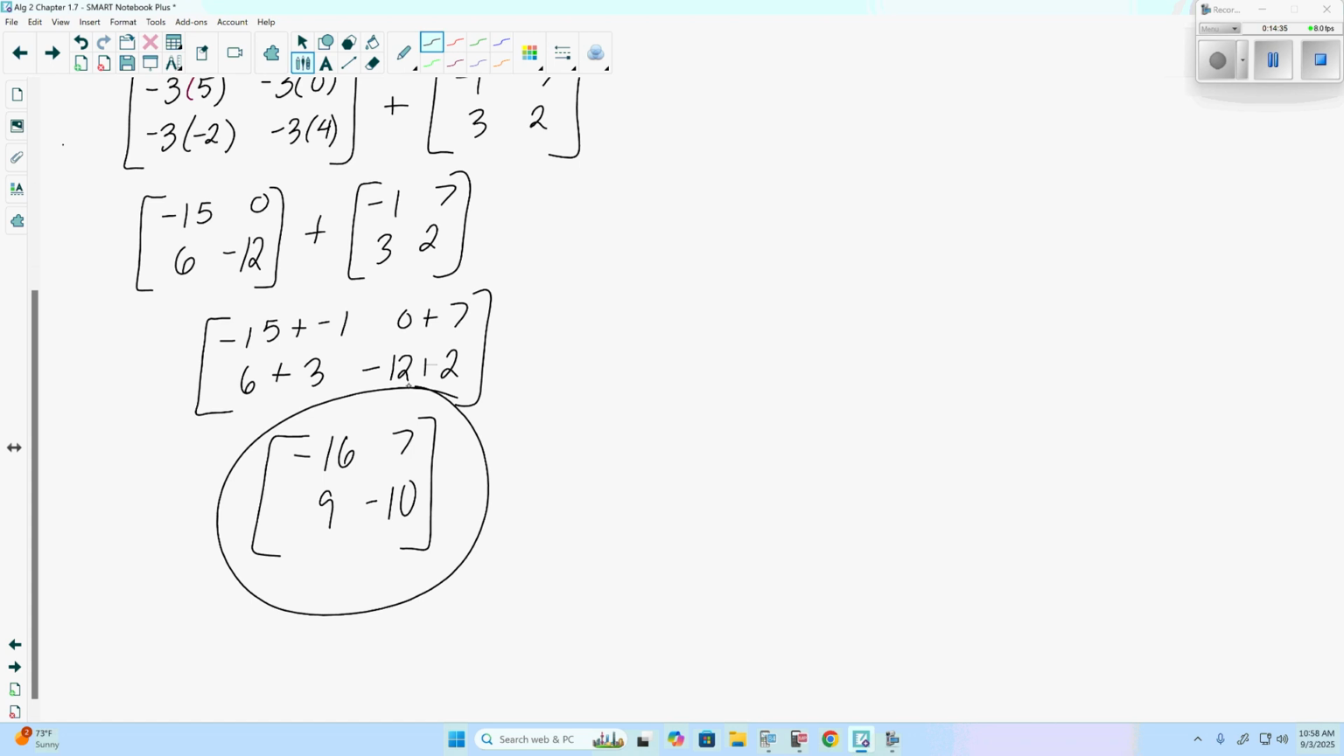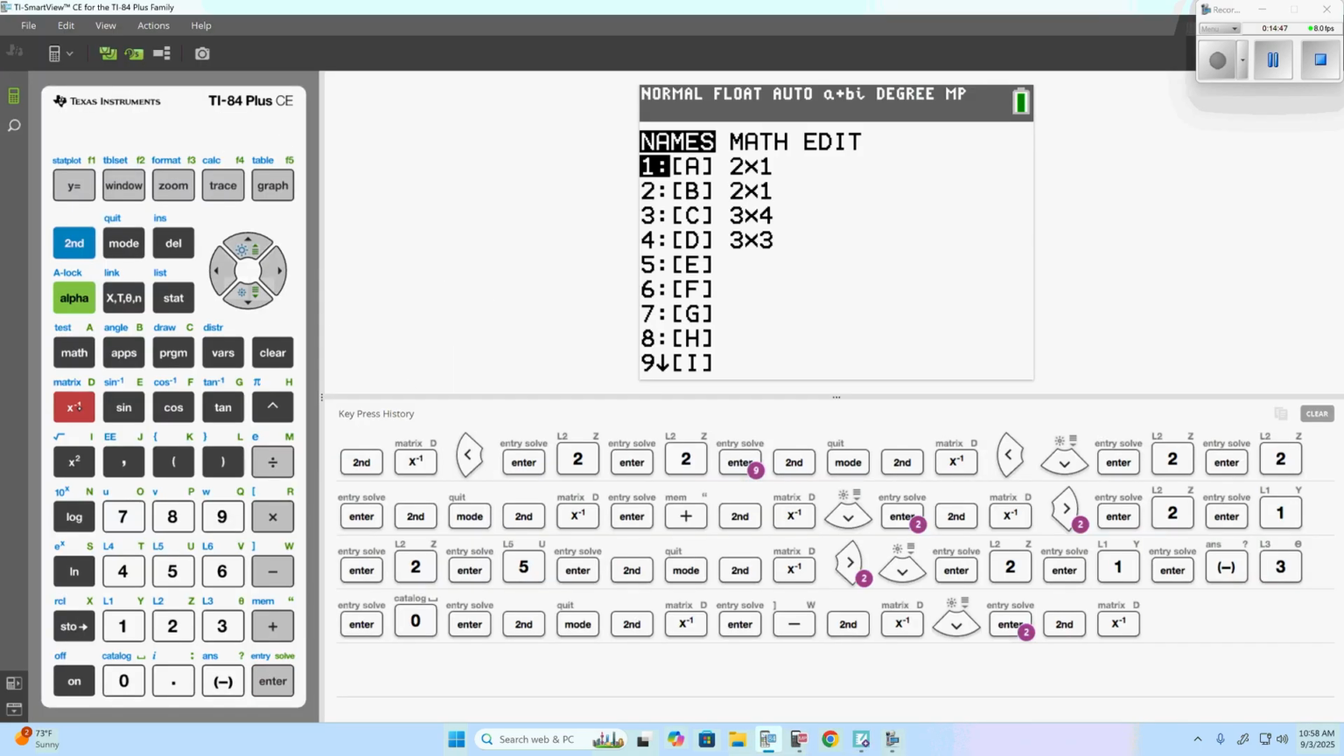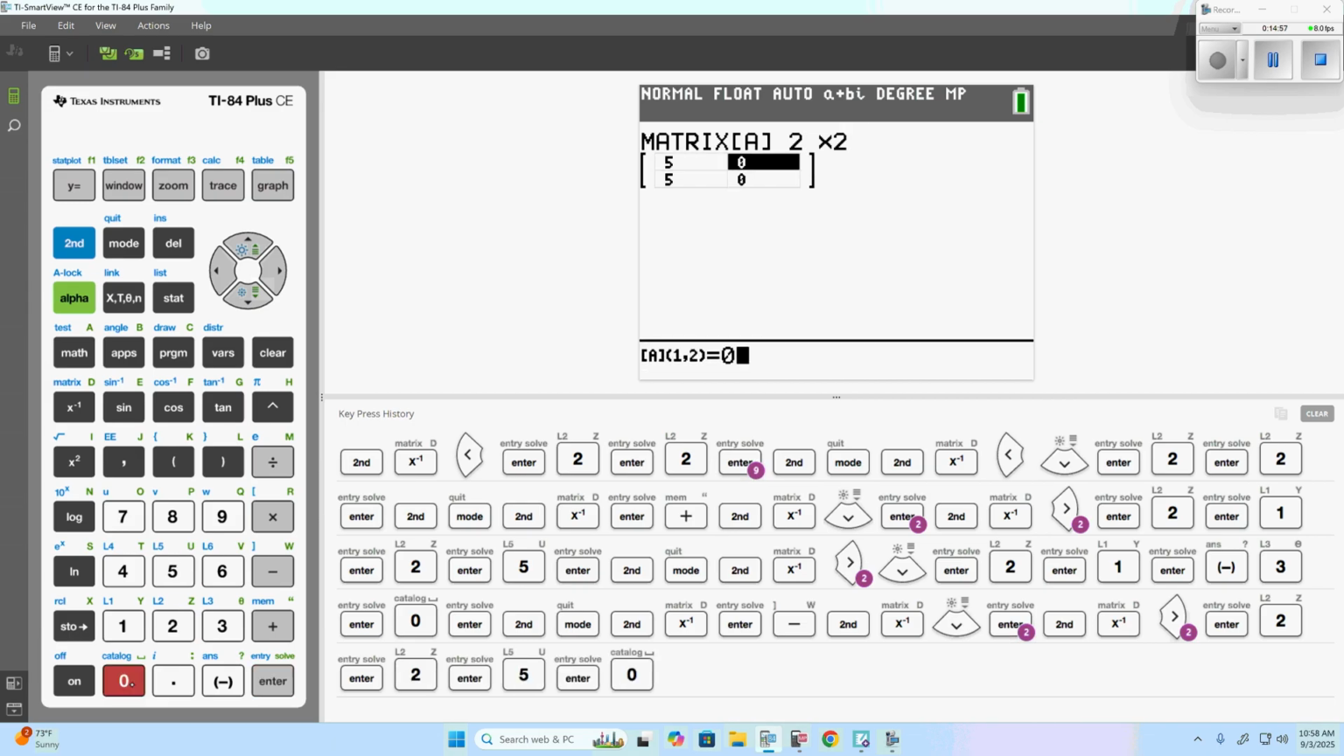Now this one here, especially when we get a lot of these scalar multiplications and the addition subtraction put together, the calculator starts becoming a little quicker. Because if we look at this here, we're going to go second matrix over to edit. And we'll put enter to click the first matrix. Now here it is a 2 by 2. And we have 5, 0, negative 2, 4. We type each number in and hit enter.